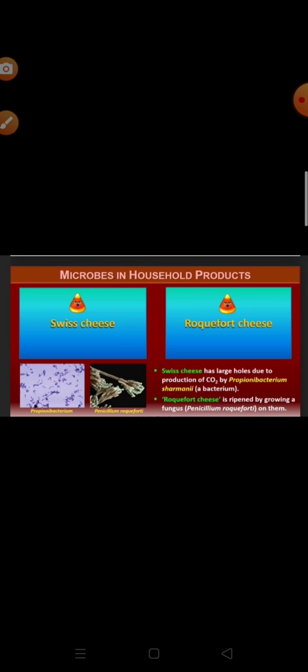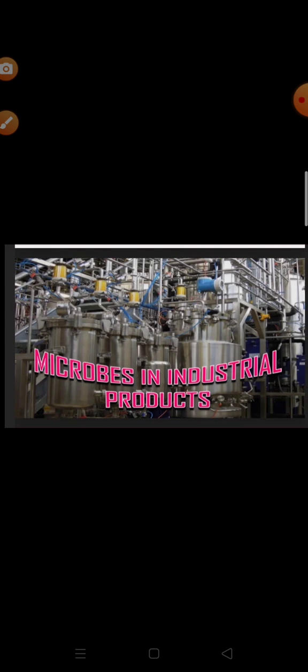It is formed by the bacterium Propionibacterium shermanii, and what is the characteristic feature of Swiss cheese? I think you know, you have seen it in the cartoon Tom and Jerry. Its characteristic feature is the formation of large holes within the cheese. Why are these holes produced? Due to the production of a large amount of carbon dioxide. Okay, another is the Roquefort cheese. Roquefort cheese is formed by ripening with the fungus Penicillium roqueforti for a particular flavor. So this is flavored cheese.